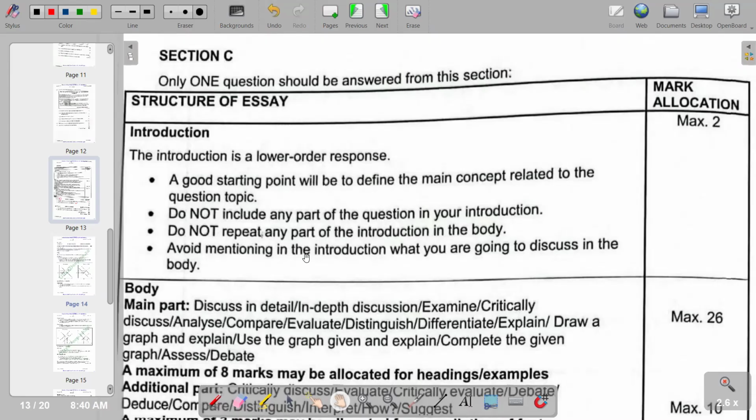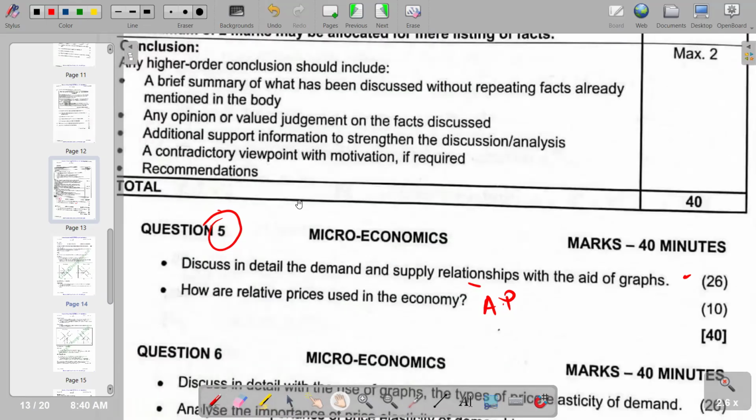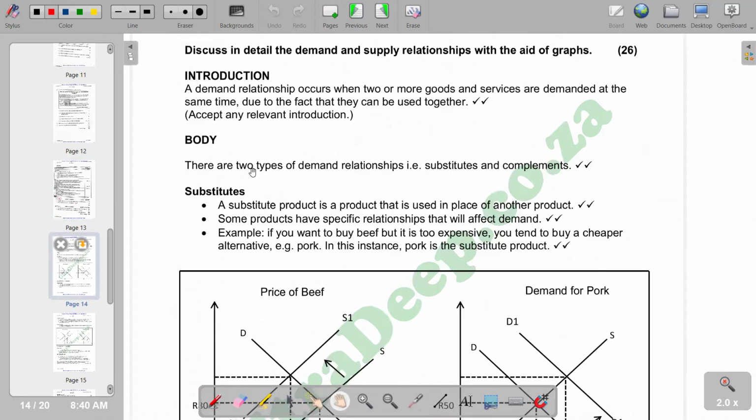So going back to our question, we are going to start with the introduction within the context of this question. This is a typical introduction that we can come up with, whereby a demand relationship is described: a demand relationship occurs when two or more goods and services are demanded at the same time, due to the fact that they can be used together. So obviously, with this description, you can see that this is going to include substitutes and complements.